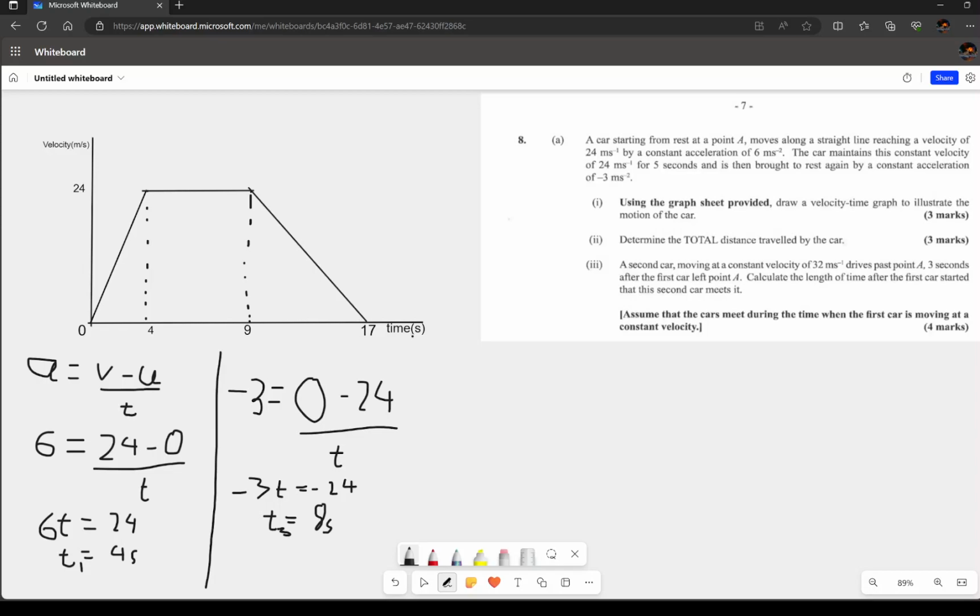If you would like to, you could also add a title to your graph. I think that's a nice touch, especially on your paper, but I don't believe that it's necessary, but it is a nice touch.